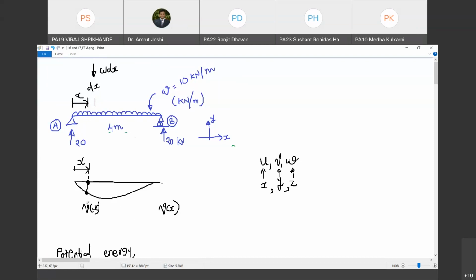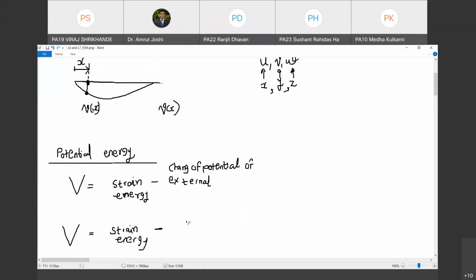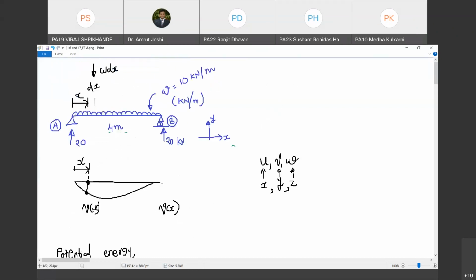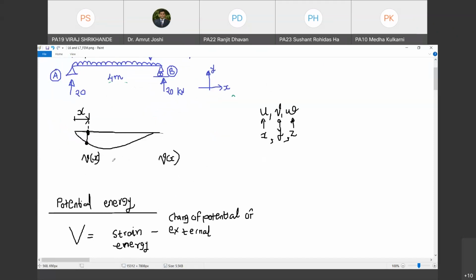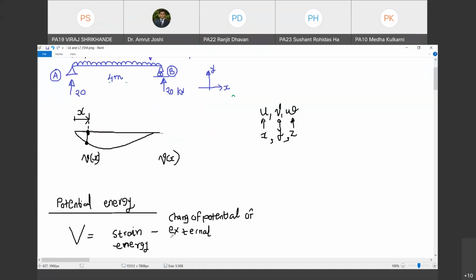At distance x, the deformation is v of x. So what is the work done by this W dx into v of x? That is equal to W dx into v, where v is a function of x, that you have to understand. And now, what is the change in potential due to this entire UDL? So I will have to integrate this in the limits 0 to L, and that is 0 to 4.